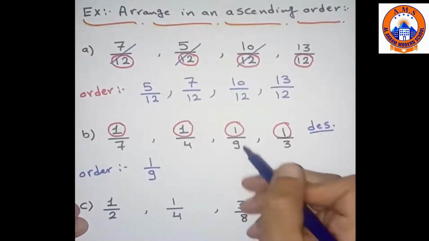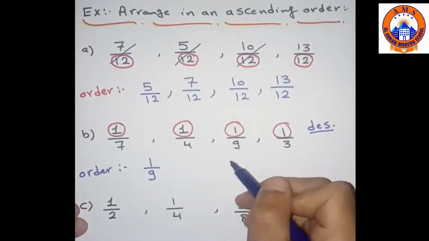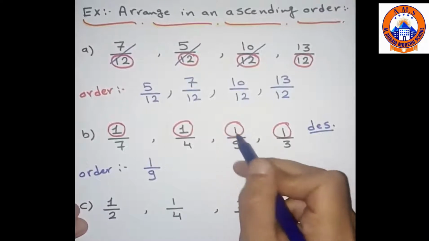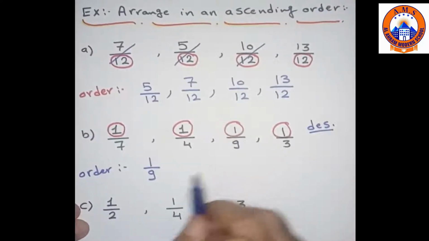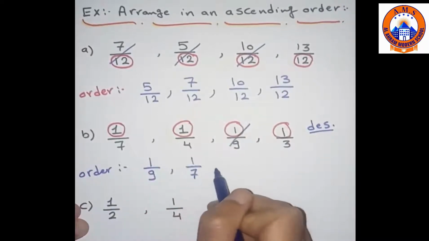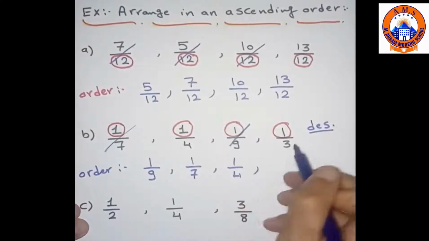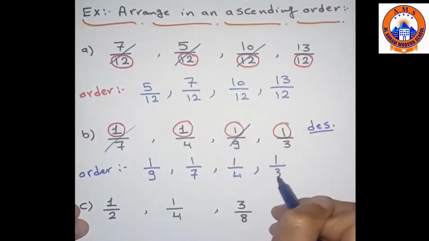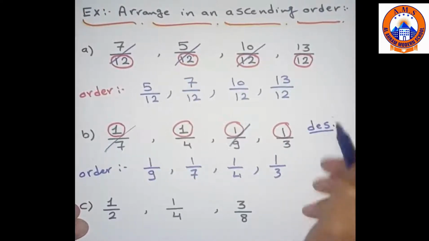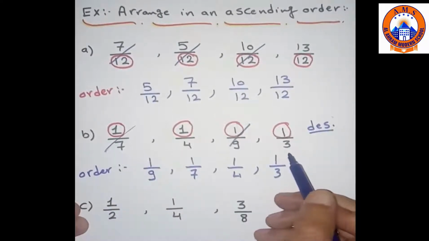As we said before, when you divide the pie or the pizza into more parts, the parts will become smaller. So the smallest fraction is 1/9. So I'm gonna start with 1/9, then 1/7, then 1/4, and the last one is 1/3. I just change the arrangement from ascending to descending to not be confused when arranging this in an ascending order.